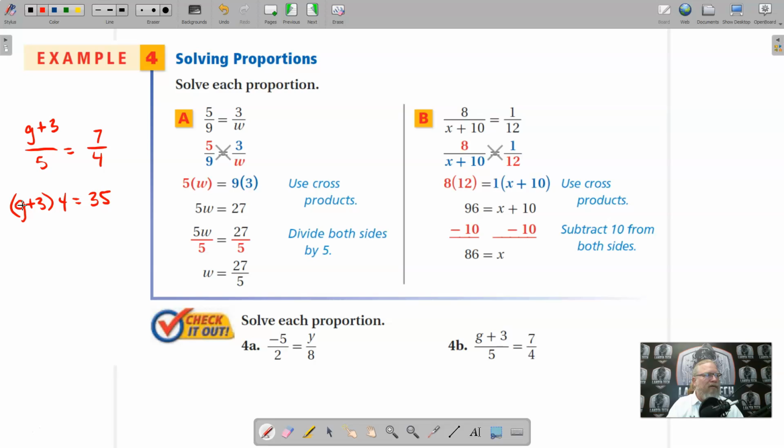Let's go ahead and distribute the 4 into the quantity of g plus 3. We would get 4g plus 12 equals 35. Looks like we're down to a two-step equation. Let's go ahead and subtract 12 from each side. So 35 minus 12 is 23, right? Now let's divide both sides by 4. 23 divided by 4, and we'll just leave it at that. G equals 23 over 4. We could simplify that to a mixed number, but we'll just leave it as an improper fraction.